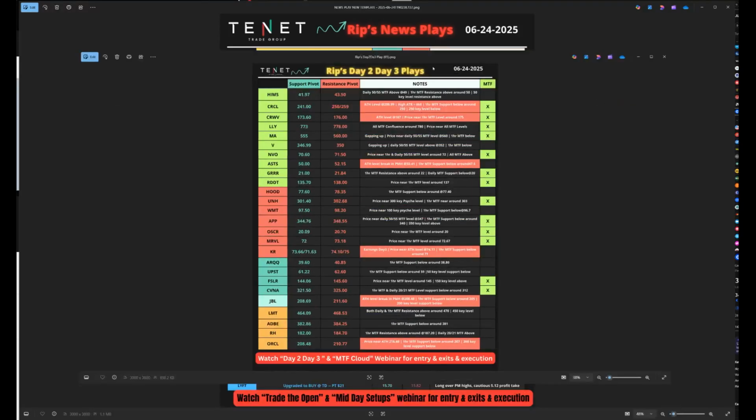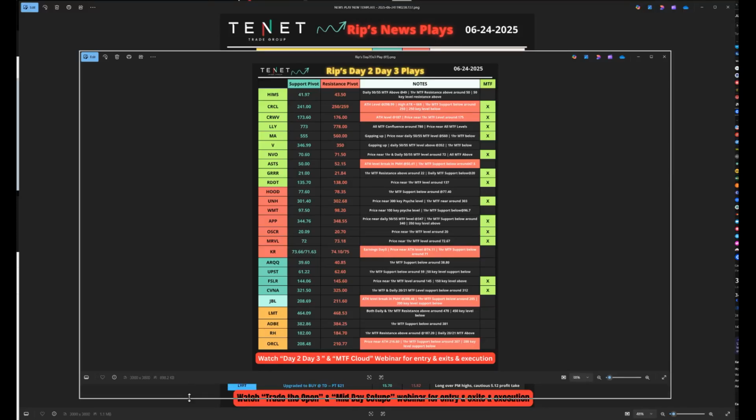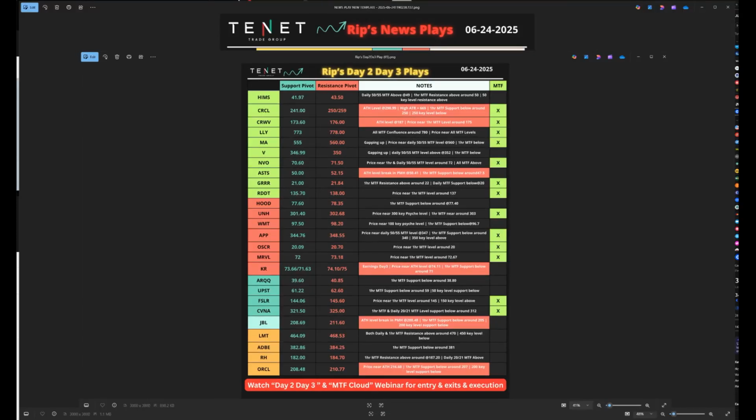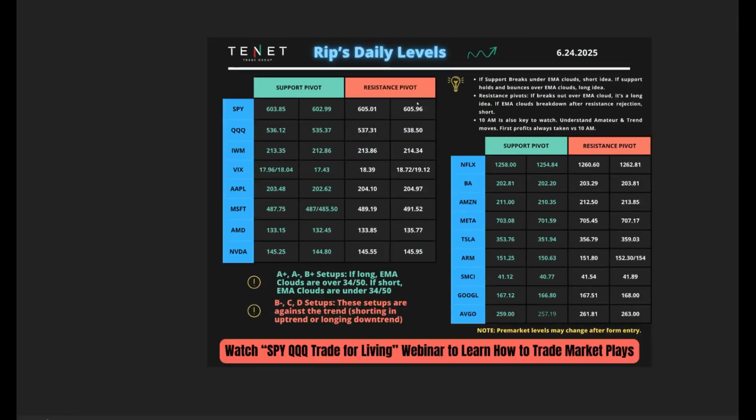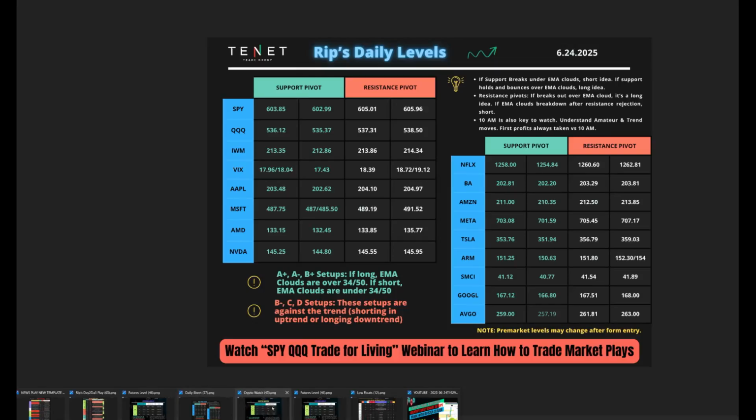We provide setups called Day 2, Day 3 setups. This is another strategy that I invented, and I did a free webinar on this as well. We also provide the levels for indexes, ETFs, Mag 7. Mag 7 were not doing much today, and I had actually a couple of losers there. But SPY, QQQ, all these levels are provided to the community members in the pre-market.